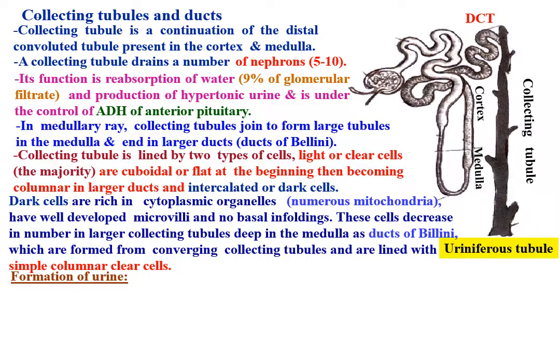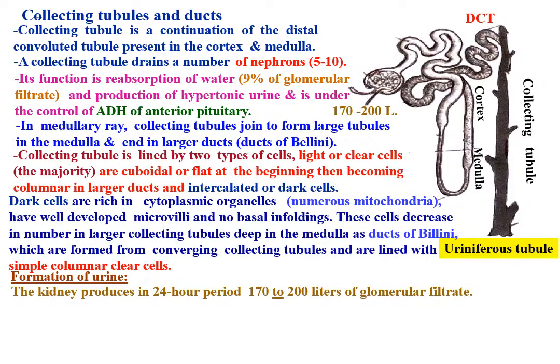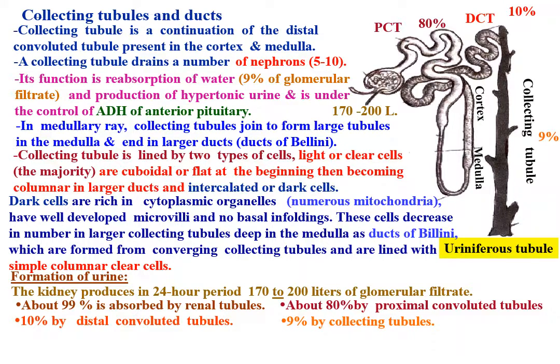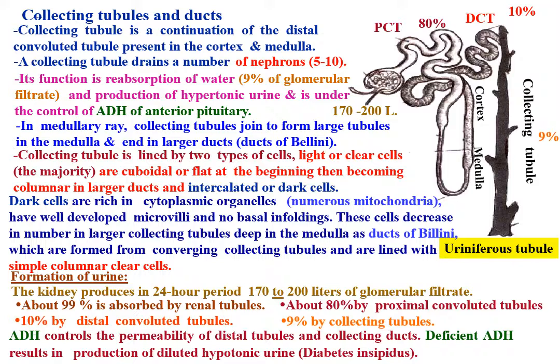Kidney produces in 24 hours about 170 to 200 liters of glomerular filtrate, of which about 99% is absorbed by renal tubules. About 80% is absorbed by proximal tubules, 10% by distal tubules, and 9% by collecting tubules. Antidiuretic hormone of the pituitary controls the permeability of distal tubules and collecting ducts. Deficient antidiuretic hormone results in production of diluted hypotonic urine, diabetes insipidus.